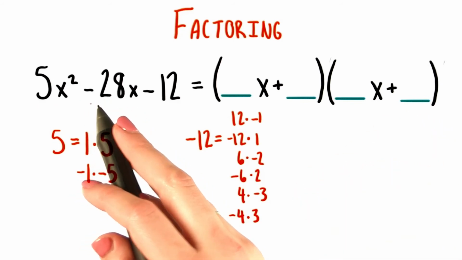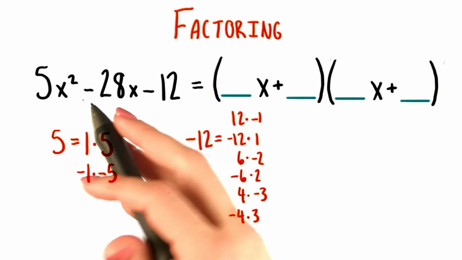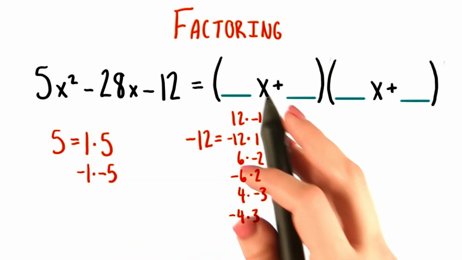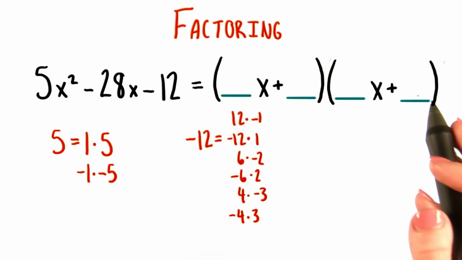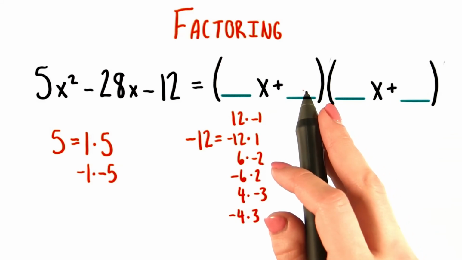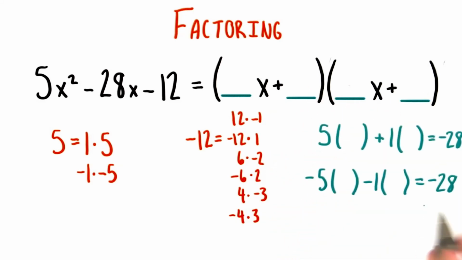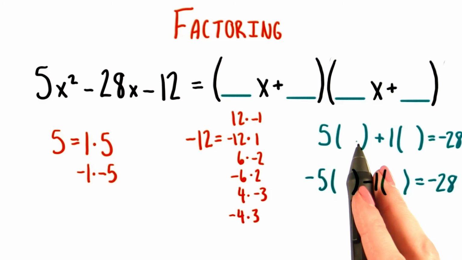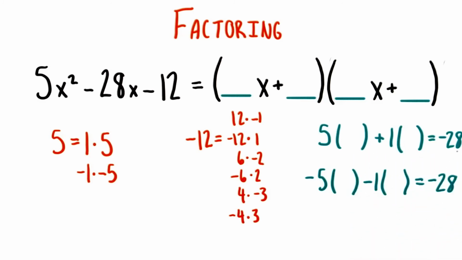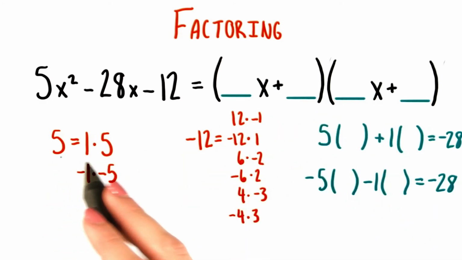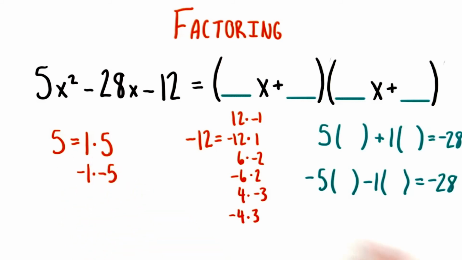Now, we know that the way we get this -28, the coefficient of the middle term here, is by multiplying whatever this number is times this number, and then adding that to this number times this number. So that means we're going to have either 5 times some number plus 1 times some number equals -28, or for the other pair over here, -5 times something minus 1 times something equals -28. Now, since I'd rather have two positive coefficients for x rather than the two negative ones, let's just select to use 5 equals 1 times 5.